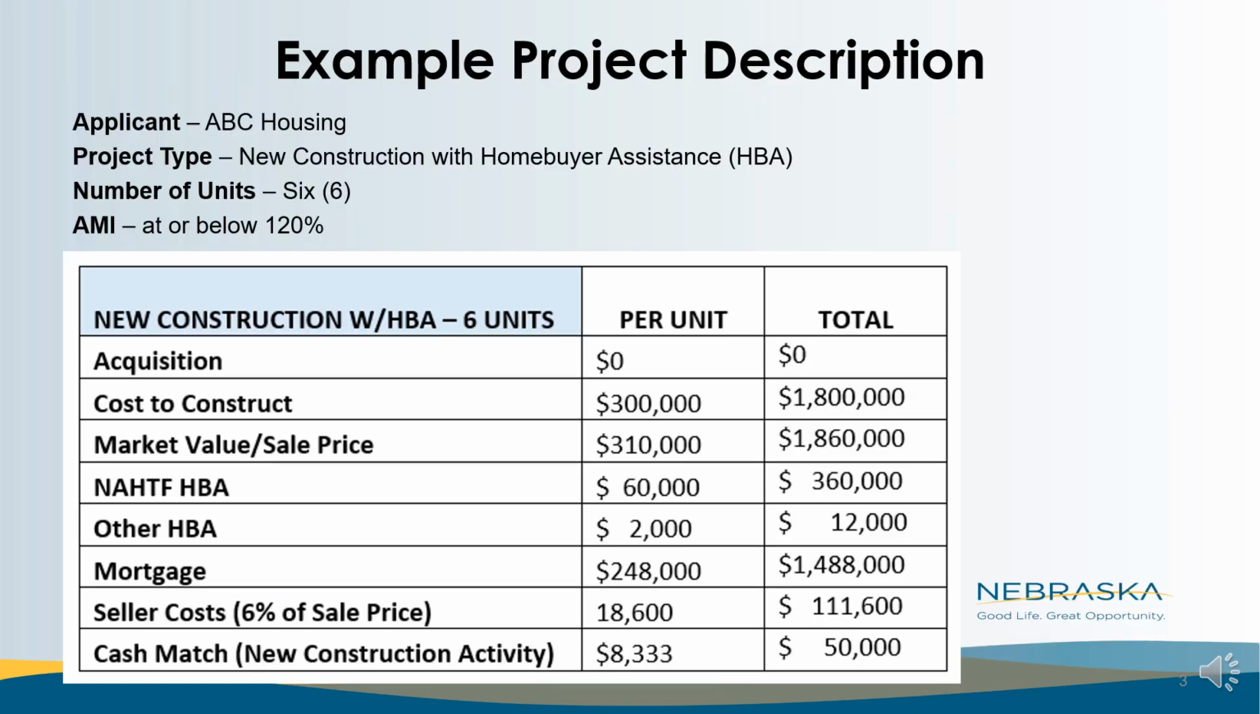The example we will walk through is a homebuyer new construction project that will be requesting trust fund for new construction and homebuyer assistance. This project already owns the sites they will be building on. This slide shows key figures needed to complete the worksheet. As you can see, the applicant is ABC Housing. They will construct 6 units and sell them to eligible homebuyers that are making at or below 120% average median income for the county the units are in.